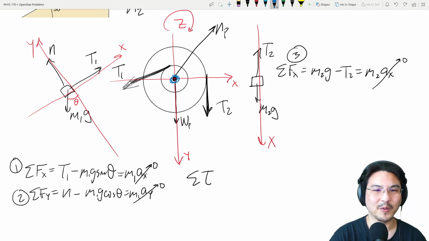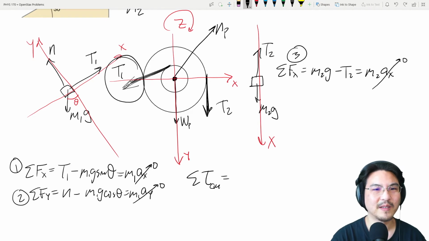But then if I sum torque about here, neither of these would provide any torque about this point. So I think that's clever. So about the center of the pulley, about its center of mass. Okay, so then there's no torque from this, no torque from this, only from T1 and T2.